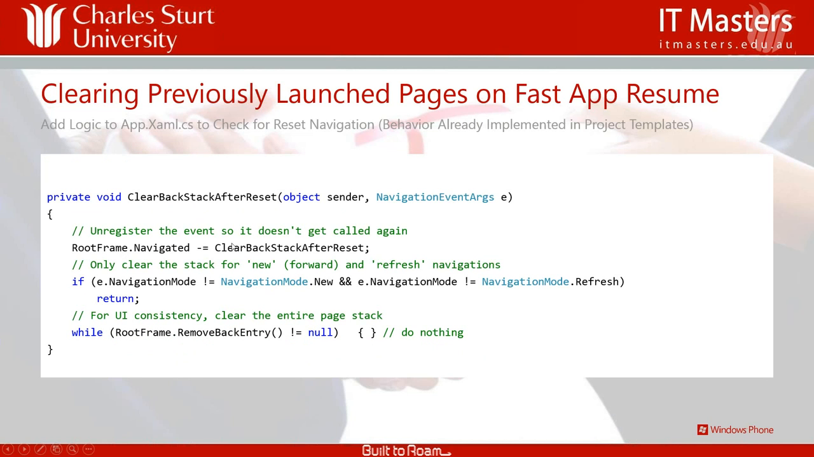You can see here that it removes the event handler and then goes through and removes all of the existing entries on the backstack. This is code that you can take from the default project templates and add to your application. For example, if you have a Phone 7 application and you've upgraded to Windows Phone 8, you won't have this code. You can take it out of the template project and introduce it into your application so that you can then enable fast application resume.